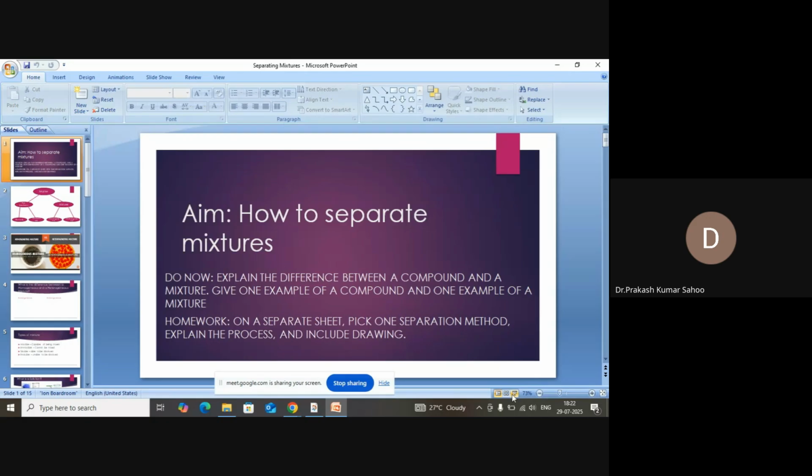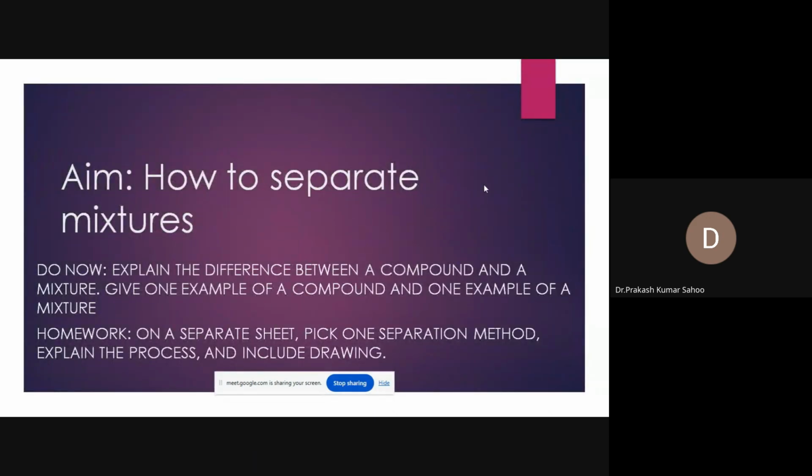So this is all about how to separate a mixture. Explain the difference between compound and mixture. A compound is the union of two or more elements in a definite proportion, but a mixture is a combination of compounds. We will separate those compounds by different separation techniques.